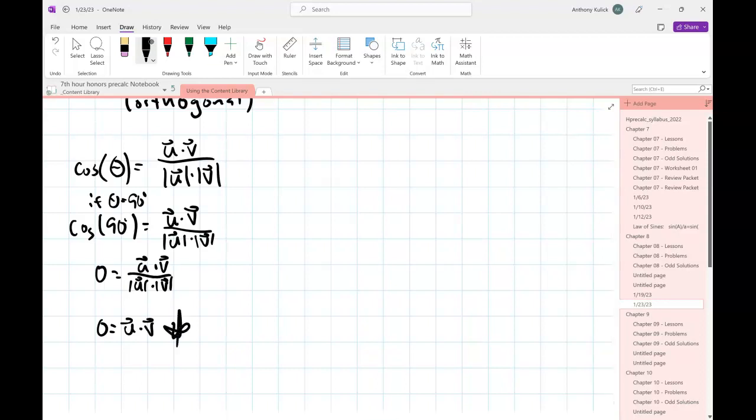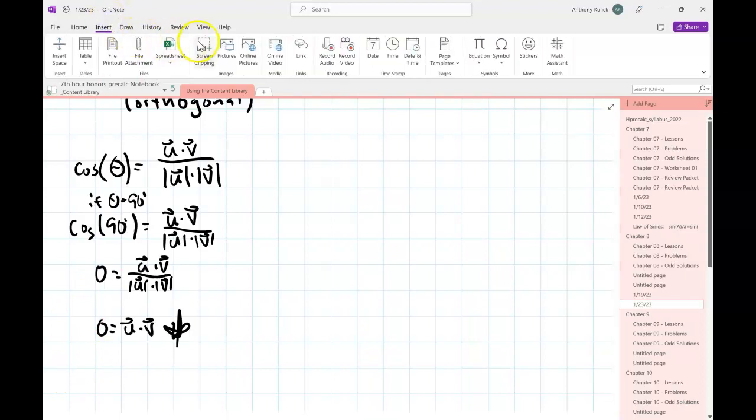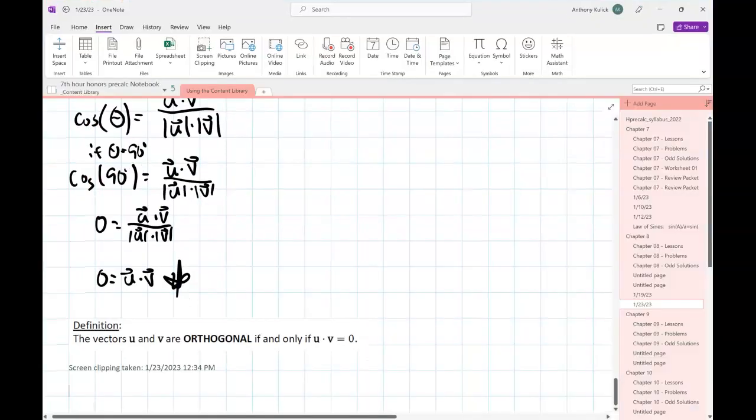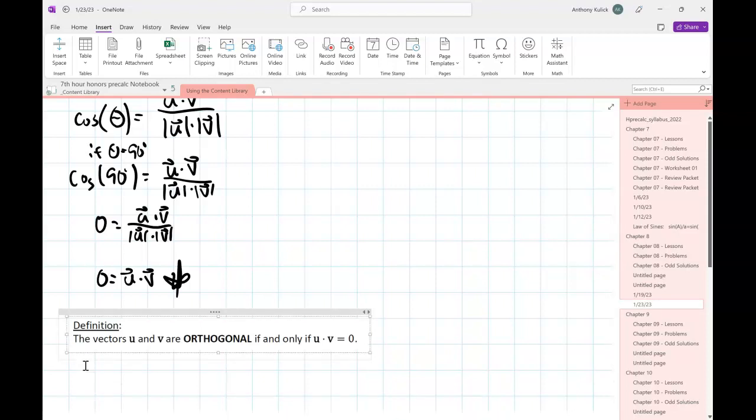So in all reality, to check to see if two vectors are orthogonal, all we need to do is check to see if their dot product is 0. And in fact, that's going to be what we'll use as our definition for orthogonal. So we say that two vectors are orthogonal if and only if their dot product is 0. Notice that that definition is if and only if, so that means if two vectors are orthogonal, the dot product is 0, and also if the dot product is 0, then those vectors are orthogonal.